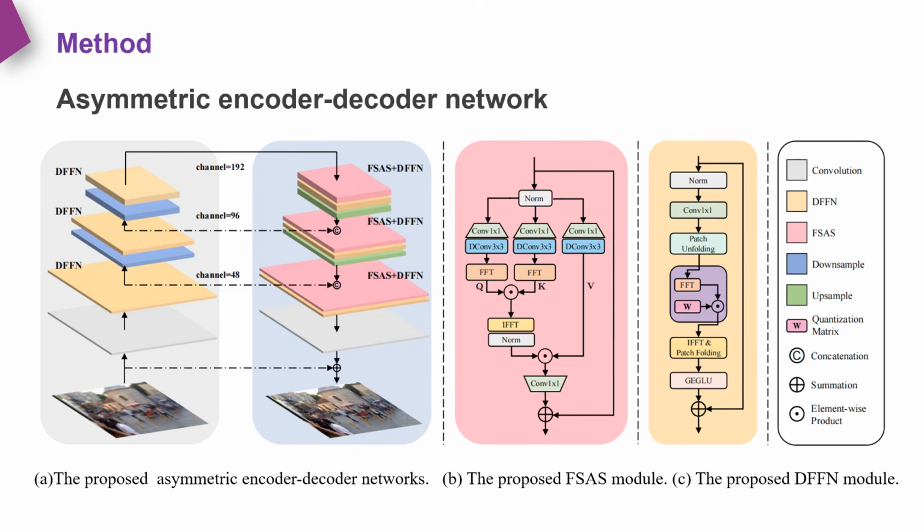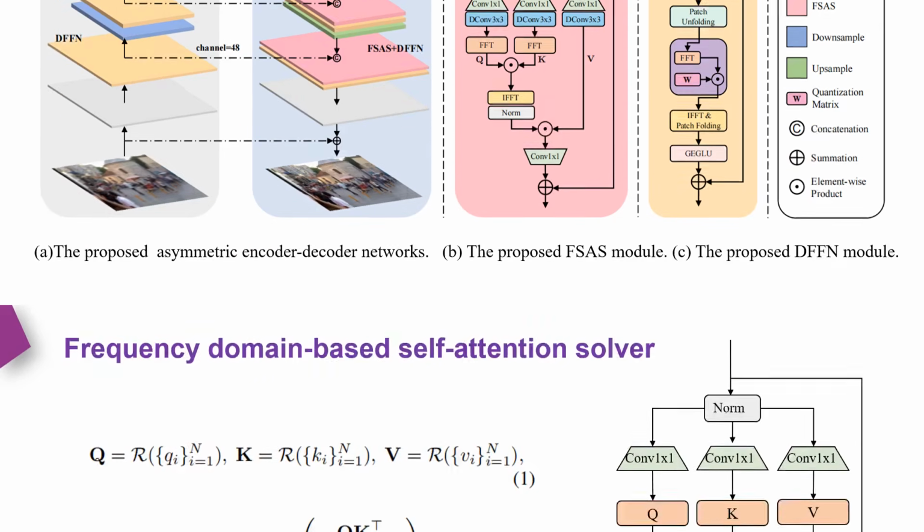Firstly, we develop an efficient frequency domain-based self-attention solver to estimate the scaled dot-product attention for effective and efficient image deblurring. Then we propose an effective discriminative frequency domain-based FFN to discriminatively determine which low and high frequency information should be preserved for latent clear image restoration. Finally, we develop an asymmetric network architecture based on an encoder and decoder network where the frequency domain-based self-attention solver is only used in the decoder module.